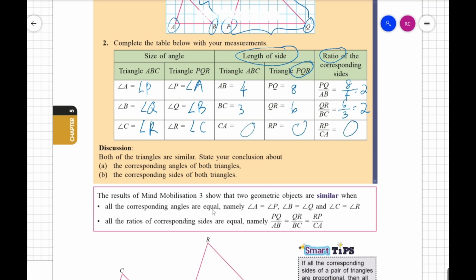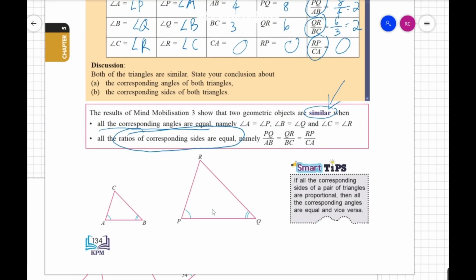Okay, the two geometric objects are similar when all the corresponding angles are equal, which is angle A equal to angle P, angle B equal to angle Q, and angle C equal to angle R, and all the ratios of the corresponding sides are equal, which is PQ over AB, QR over BC, and RP over CA. So you have got to remember this. The meaning of similarity is that the corresponding angles are equal and the ratios of the corresponding sides are equal. Now we look at the example given for the triangle.